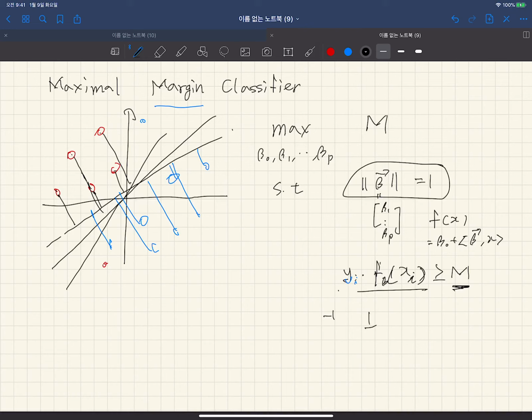And then we want to make the margin maximized by controlling parameters beta 0 to beta p. Okay, so we want to make every data point have a distance of more than M, so this is the margin, and we want to maximize this M by controlling parameters beta 0 to beta p. So this is called the maximal margin classifier.